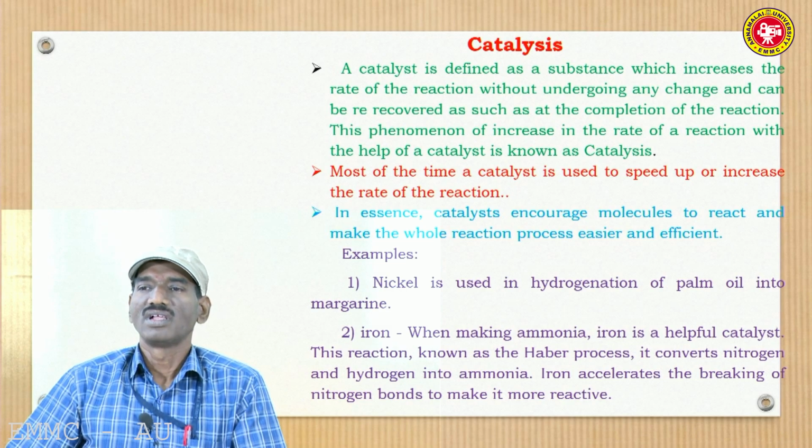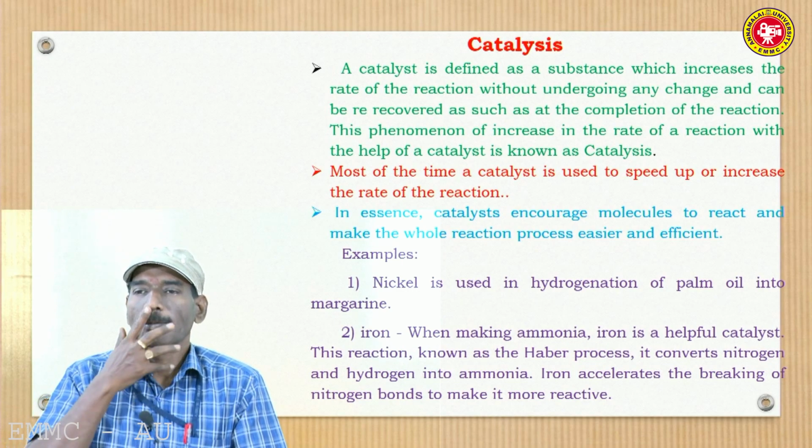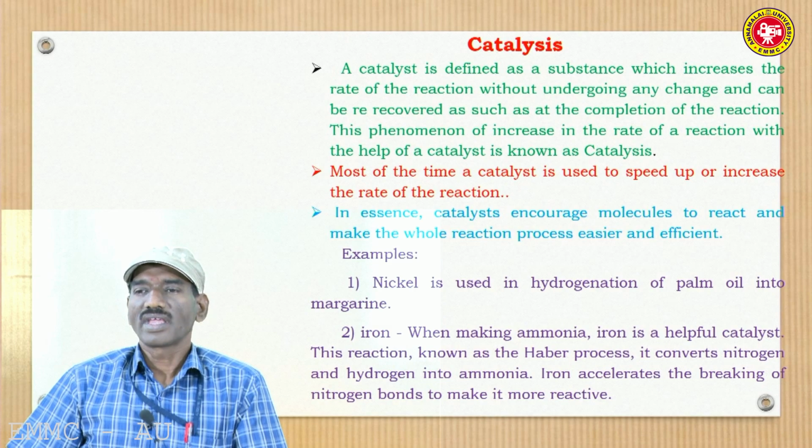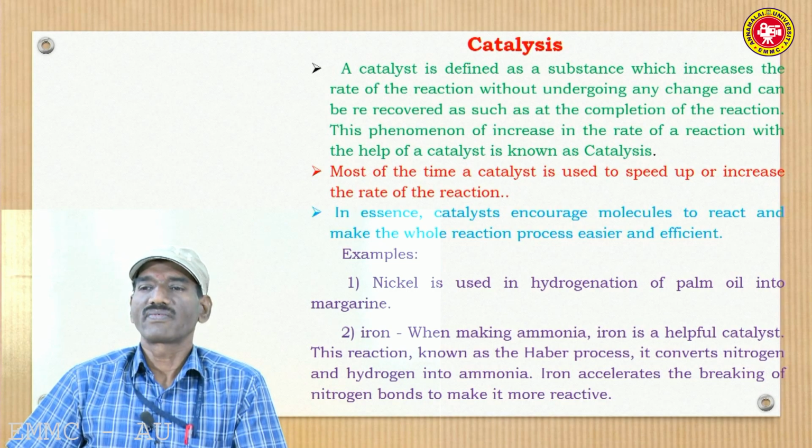For example, nickel is used in the hydrogenation of palm oil into margarine. The second one is iron. When making ammonia, iron is a helpful catalyst. This reaction is known as the Haber process. It converts nitrogen and hydrogen into ammonia. Iron accelerates the breaking of nitrogen bonds to make it more reactive.